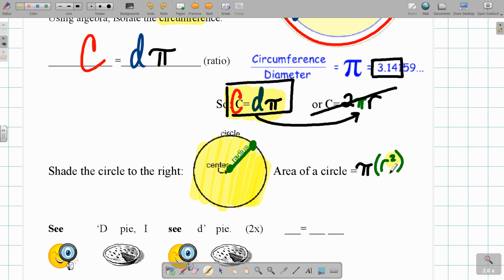Realize that r squared only goes with the radius. That's why I stick parentheses around it, because it only goes with the radius being squared. It is not this. Do this right here in the margin. Go like this, say pi r parentheses squared, write that out. And then I'd like you to cross it out. You will never use that. That is incorrect. You only square the radius when you're working with the area of a circle.